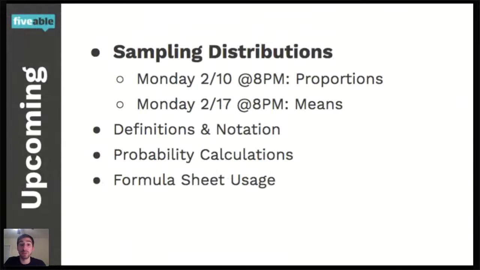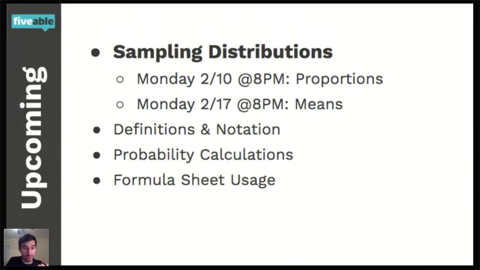I'm going to get into reviewing sampling distributions. So once you usually finish the probability unit, you start moving into inference, and the foundation of inference, in addition to probability, is understanding how sampling works and how sampling distributions come to be. So we're going to focus on everything to do with proportions, sample proportions, next Monday at this time. And then 2 weeks from now, the 17th, we'll do everything involving means.